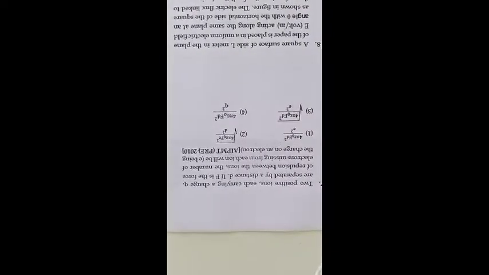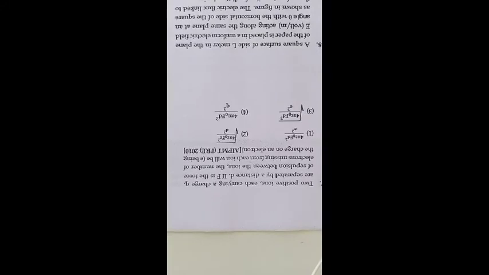Two positive ions, each carrying a charge Q, are separated by a distance D. F is the force of repulsion between the ions. The number of electrons missing from each ion will be how much? Two positive ions are there, each carrying a charge Q and separated by distance D. The force of repulsion between these two ions is F. Number of electrons is how much?